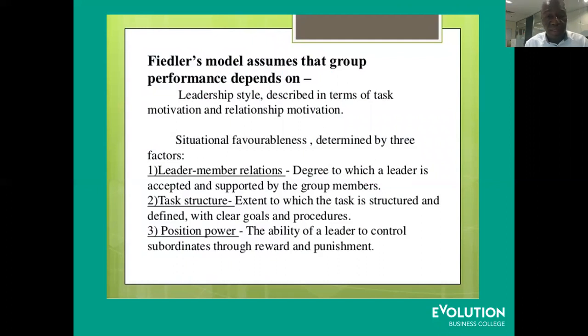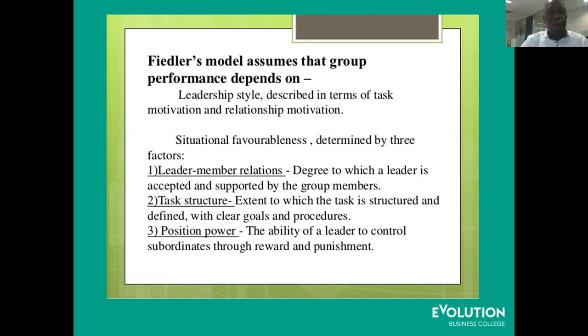And task structure, the extent to which the task is structured, defined with clear goals and procedures. So if your leader is able to define the goals, define the tasks, and lay out procedures that are easy for the team to follow, their performance obviously earns high marks and they achieve much more than what would have been expected.